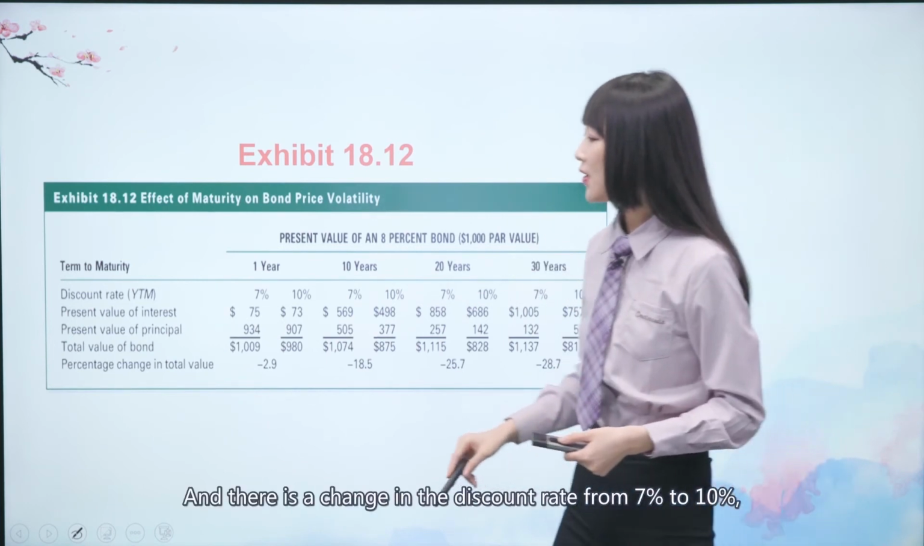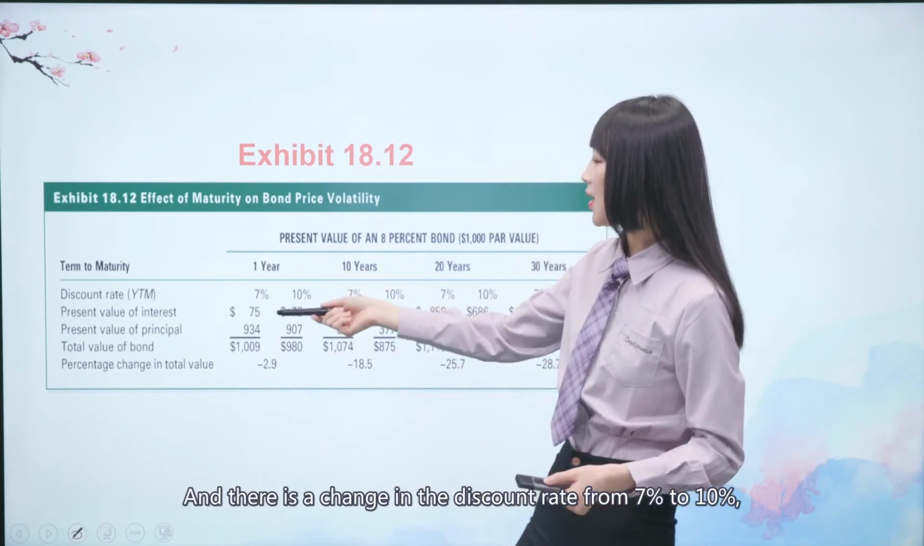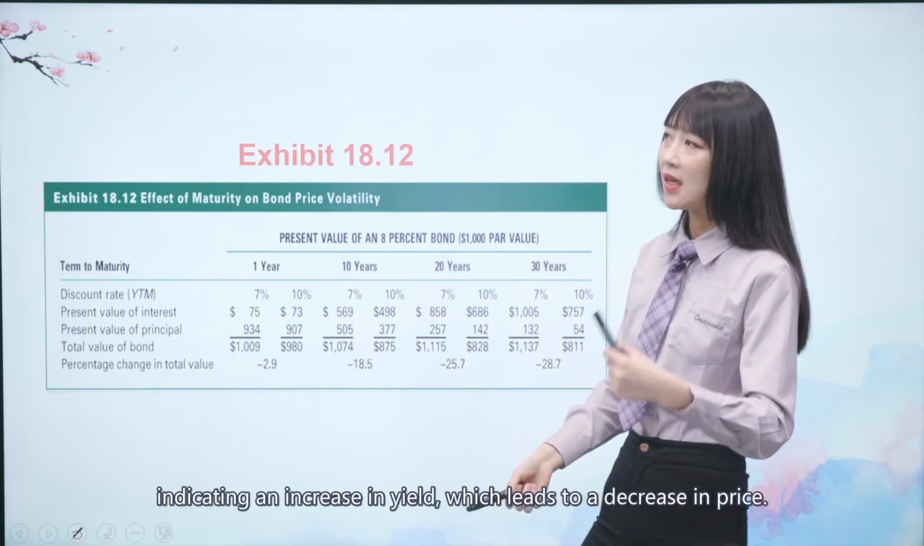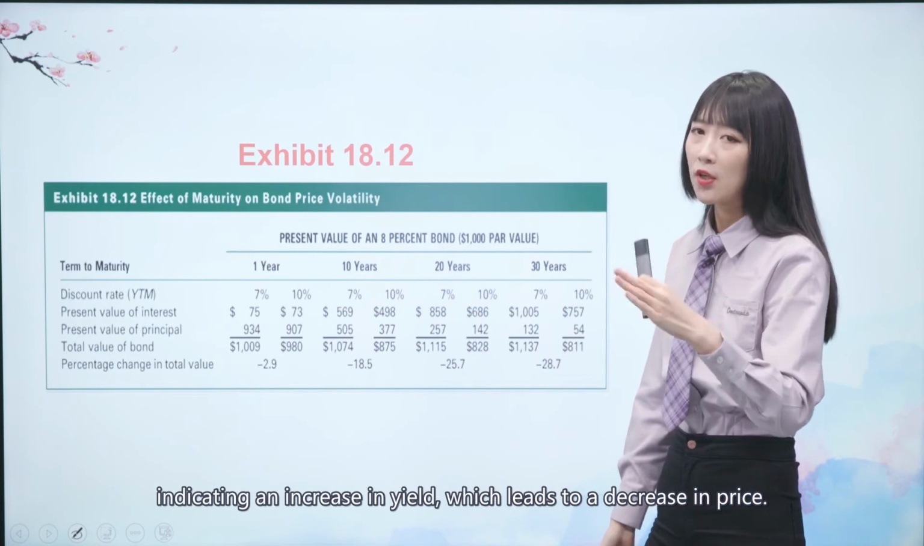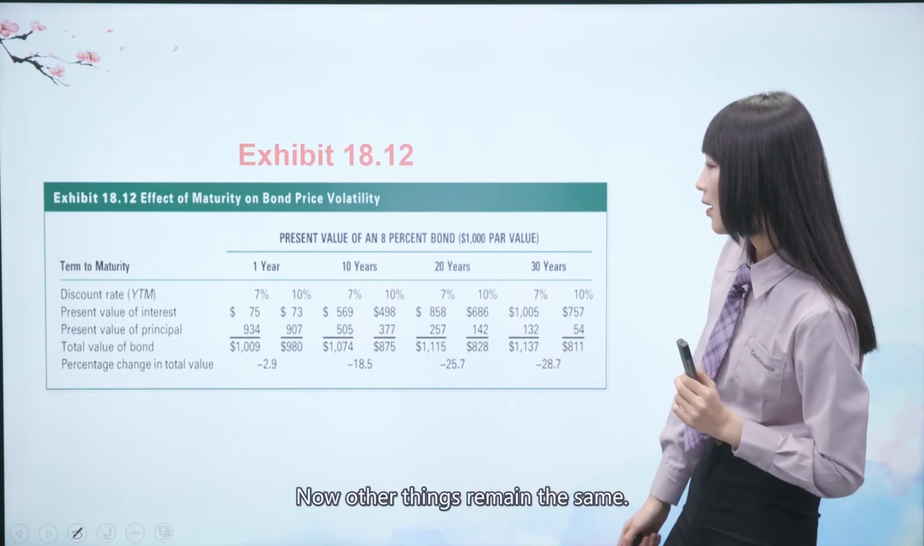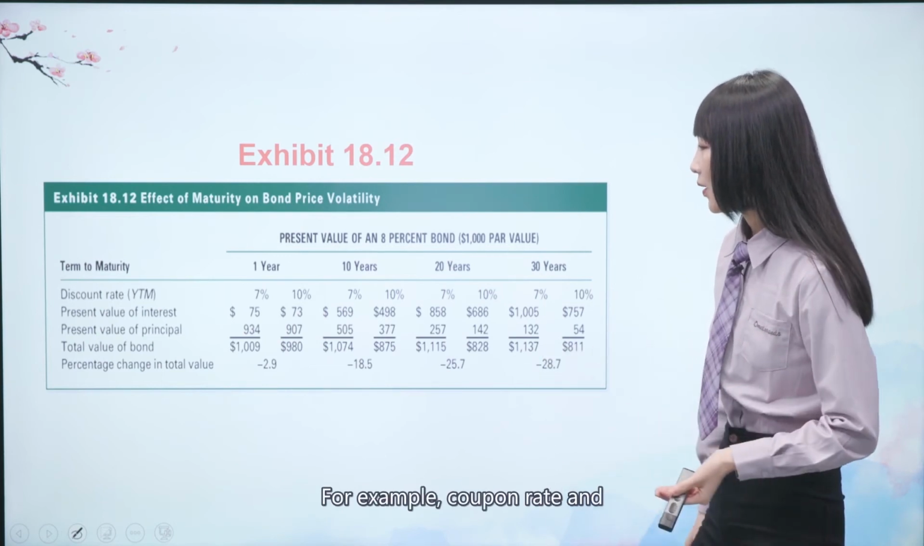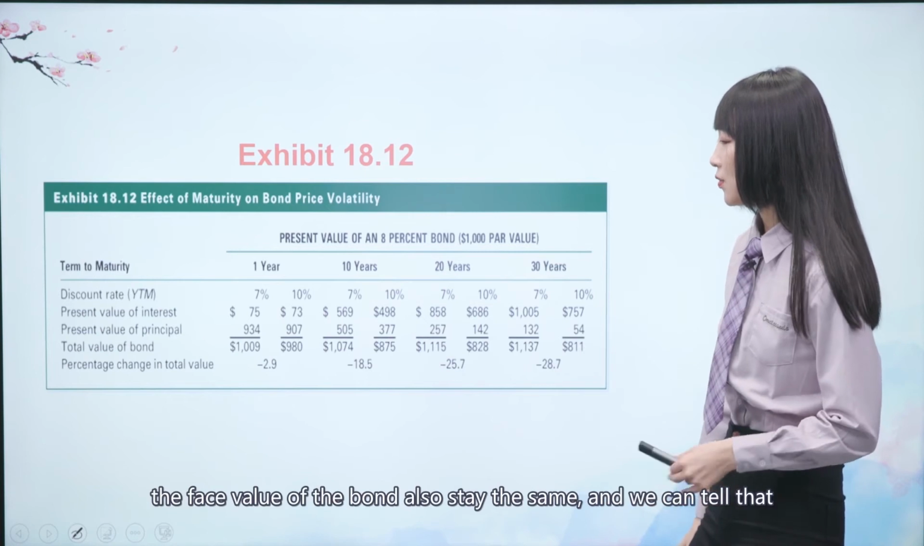And there is a change in the discount rate from 7% to 10%, indicating an increase in yield, which leads to a decrease in price. Now, other things remain the same. For example, the coupon rate and the face value of the bond also stay the same.